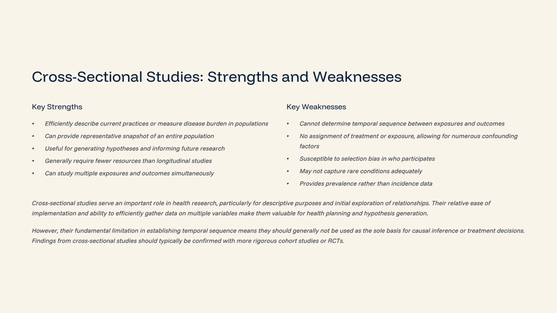Some key weaknesses here are obviously you can't do experimentation, because it doesn't check that box. You're just observing. You can't determine temporal sequences. And there are selection bias issues, and you might not actually capture rare conditions if you don't select your population right. So despite that, there is some usefulness to cross-sectional studies, but they are limited.